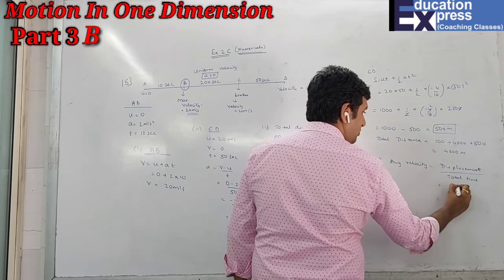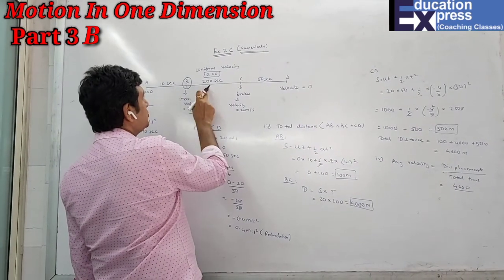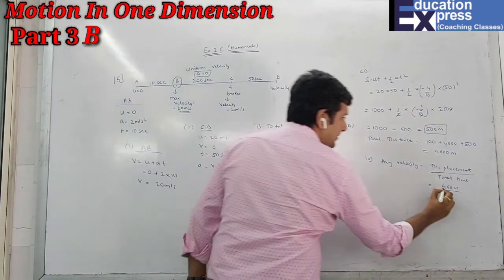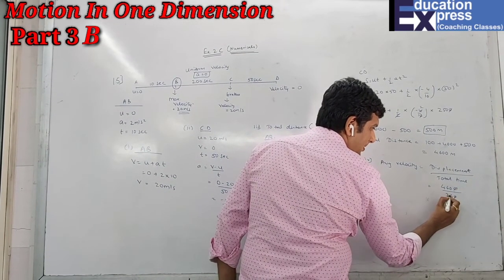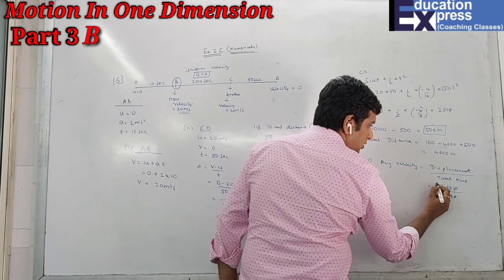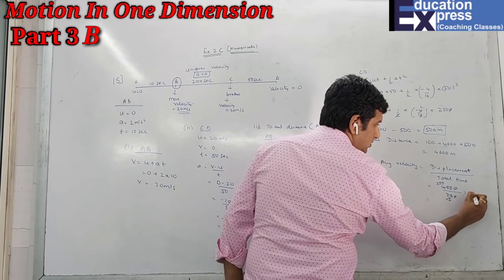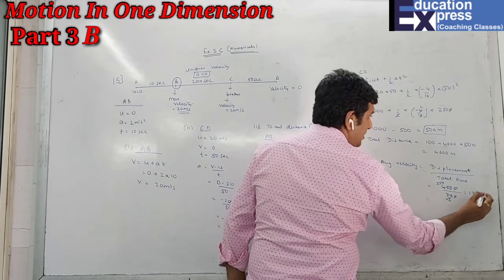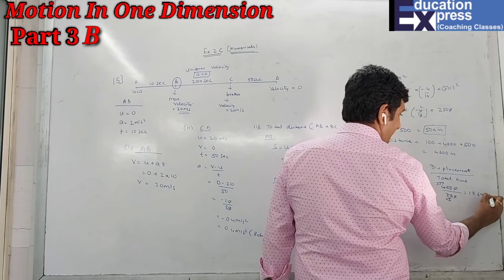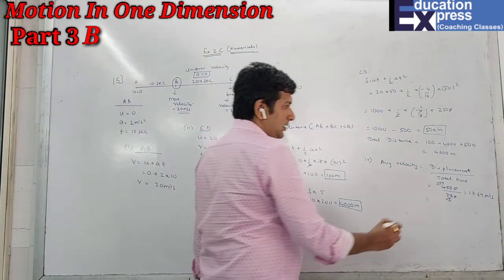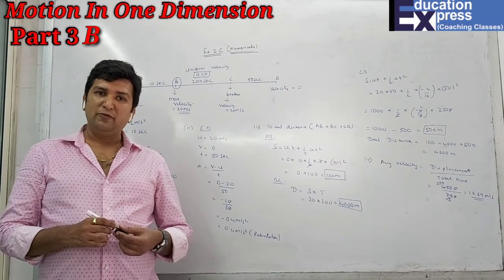What is displacement? 4600. Time, as you already discussed, 10 plus 200, 210 plus 50, 260. So 4600 upon 260 is about 17.69 meter per second, which is the final answer. Hence, we have finished exercise C also of the motion in a straight line.